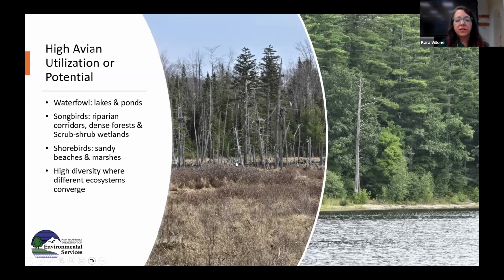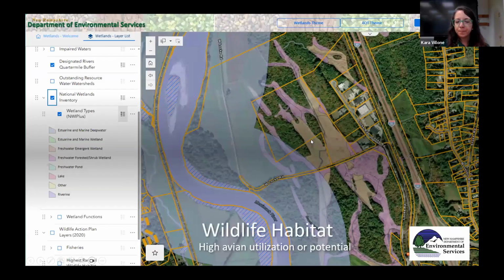And then we'll see a lot of high diversity where ecosystems converge. So, where we were just talking about Lock Road, it has multiple different systems. It has scrub shrub, it has emergent wetlands, it has forested wetlands. You're going to see a lot of diversity in those areas because you have different animals that require those different types of ecosystems. So this is the NWI layer showing those scrub shrub wetlands. It also shows that there's some emergent sections in here. And so we would expect, as I was just saying, lots of birds to be within this area and along the Merrimack River.